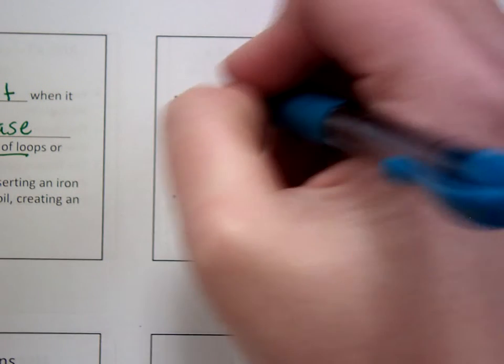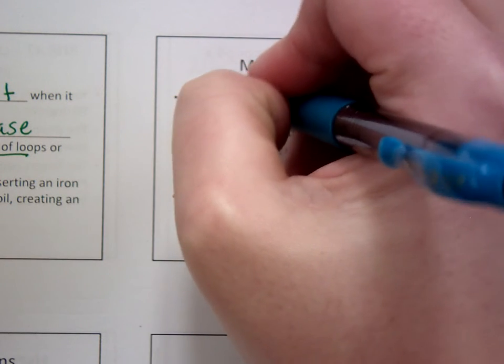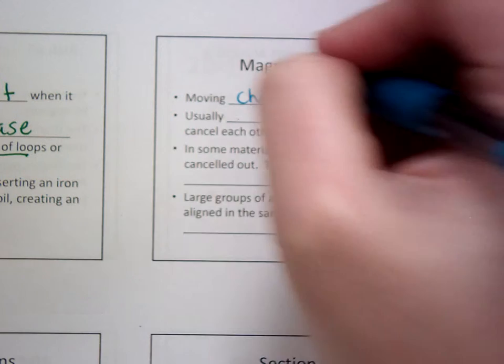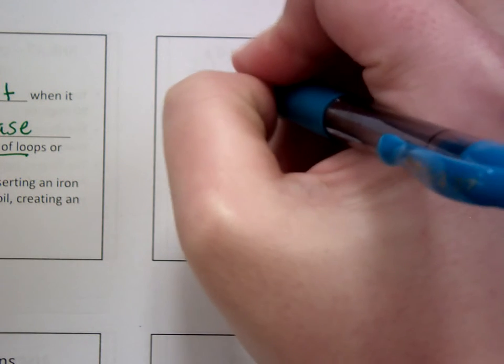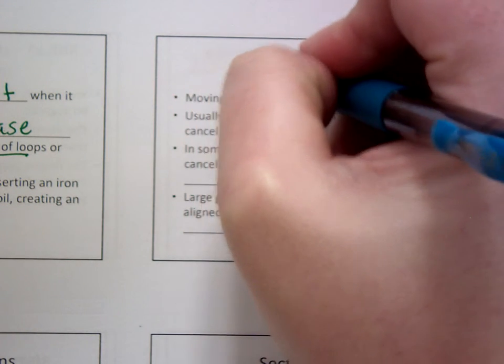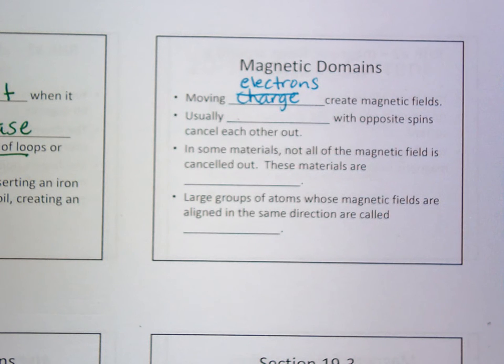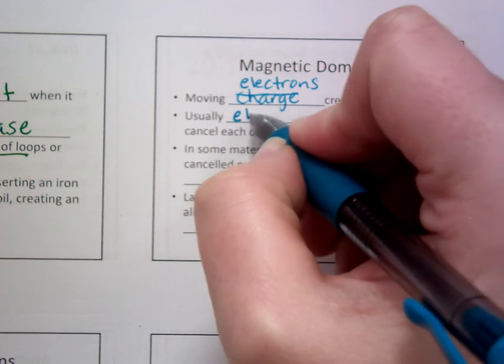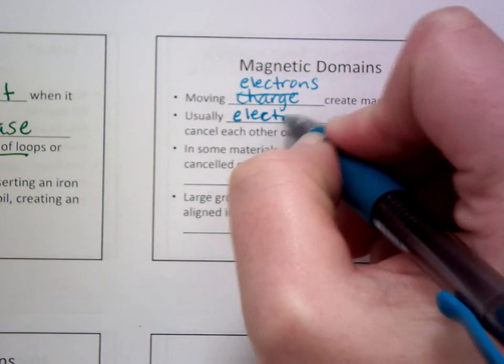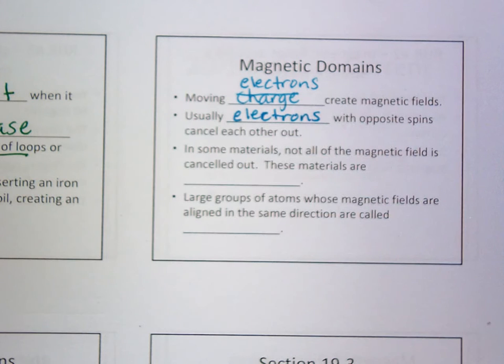Now, moving charges, specifically electrons, let me actually write electrons, are what create magnetic fields. Electrons in the atom spin, and usually they tend to pair up with electrons that are spinning the opposite direction, so they cancel each other out. But some materials have unpaired electrons, which means not all of the magnetic field is canceled out.